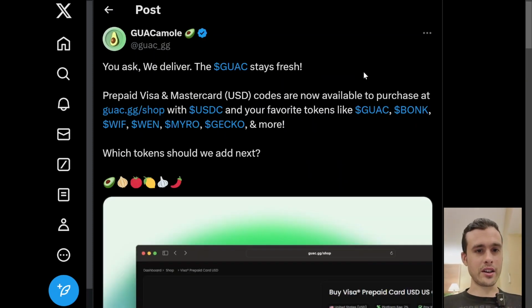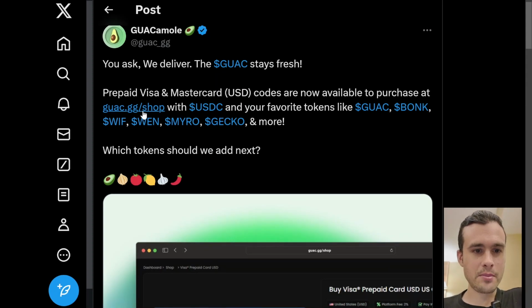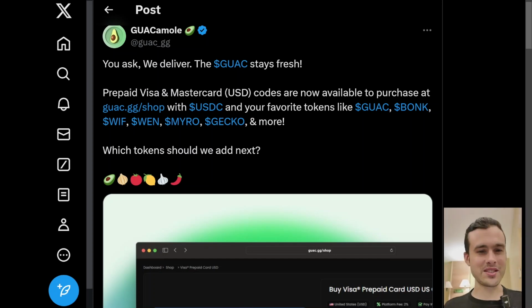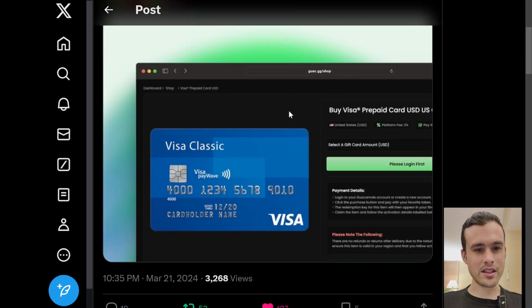Now I cover Guoc from time to time, and they've actually added some prepaid Visa and MasterCard codes to purchase at the Guoc shop with USDC. So that's pretty cool. You can purchase Visa and MasterCard codes with meme coins and other various coins within the Solana ecosystem. So, I mean, that's pretty cool.